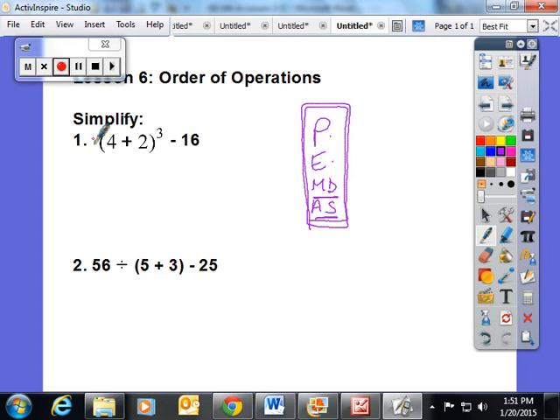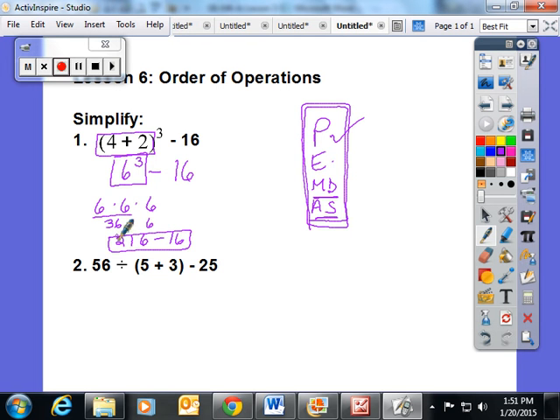In this case, the exponent is outside of parentheses, so you're going to do 4 plus 2 first, which is 6 to the third power minus 16. So we've done our parentheses. Now we're going to do our exponents. You have 3 sixes in multiplication. 6 times 6 is 36, times 6 is 216. Then you're going to bring down your minus 16, and this is your last step, is going to give you 200.